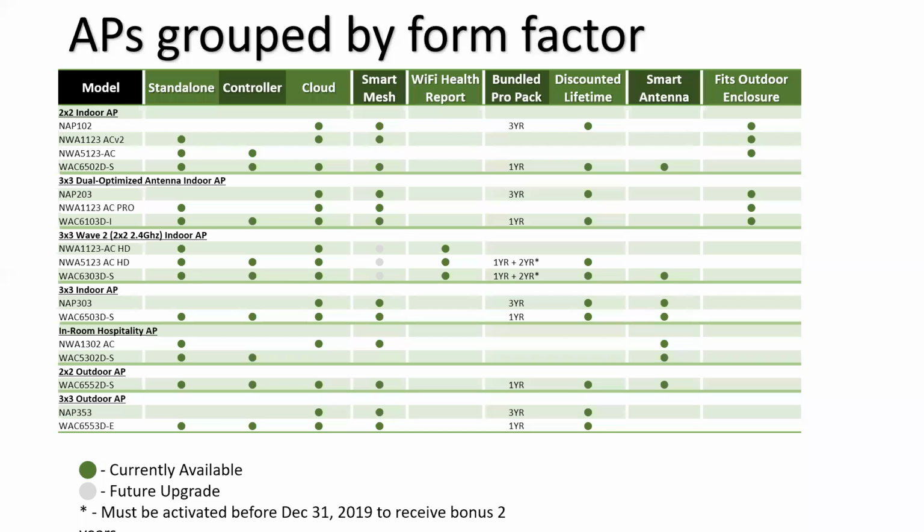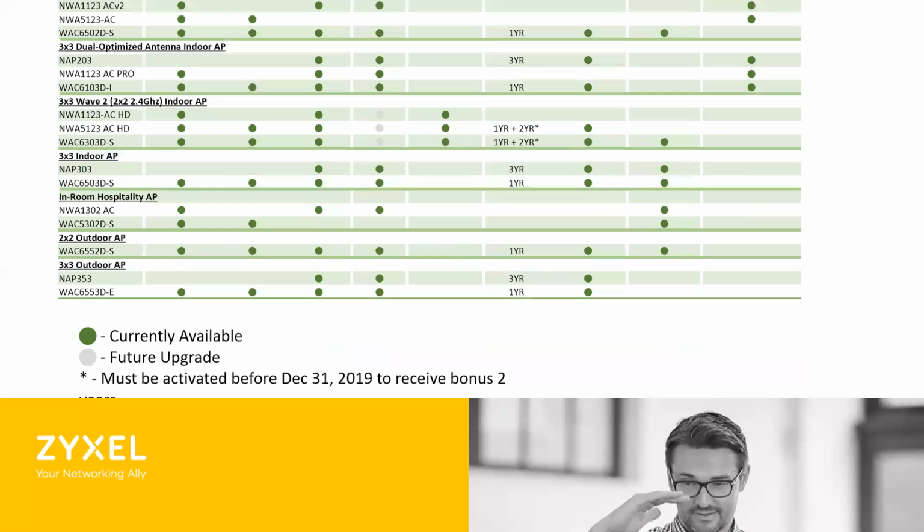So it's a lot of models. So we've got this. I expect you to memorize it. There will be quizzes on it. This is showing the different features, different functionality of all the different access points. Reach out to your salesperson. They can provide you a copy of this.